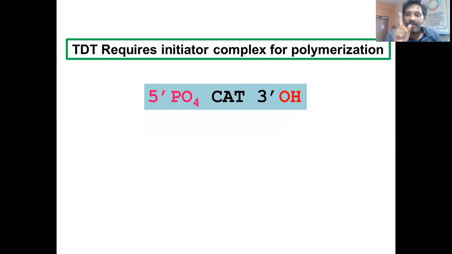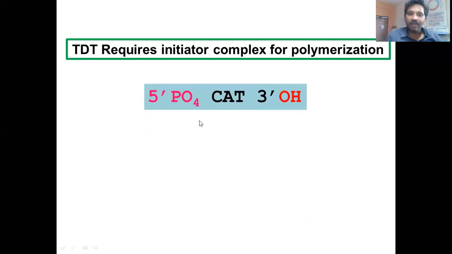So the condition is that the initiator or initiator complex, or a primer you can say, should have a 5' phosphate and 3' OH. So the initiator complex, which has the 5' phosphate and 3' OH, can only act as an initiator complex for TdT, terminal deoxynucleotidyl transferase.